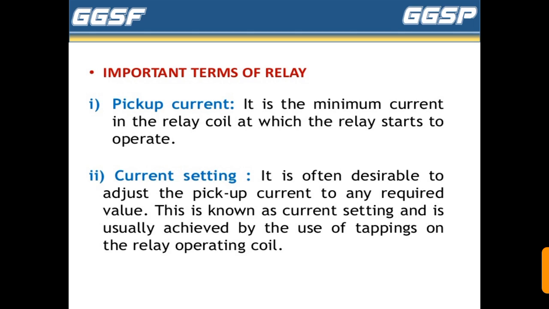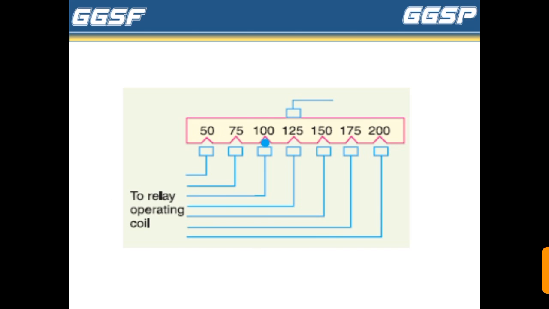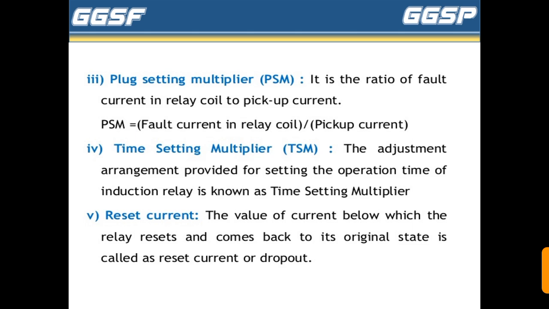Now there are some important terms of relay. First one is pickup current. It is the minimum current in the relay coil at which the relay starts to operate. Second one is current setting. It is often desirable to adjust the pickup current to any required value. This is known as current setting and is usually achieved by the use of tappings on the relay operating coil. And this is the image for current setting.